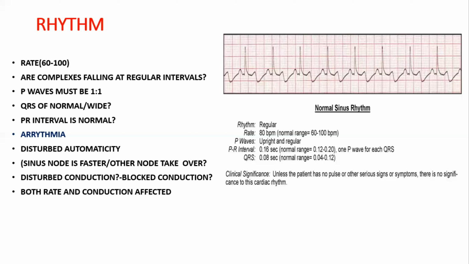Either the sinus node is faster, or in place of the sinus node, another node, like the AV node, can take over the rhythm. Disturbed conduction, or blocked conduction through the bundle branches, will also cause arrhythmias. Both rate and conduction are affected in some cases.